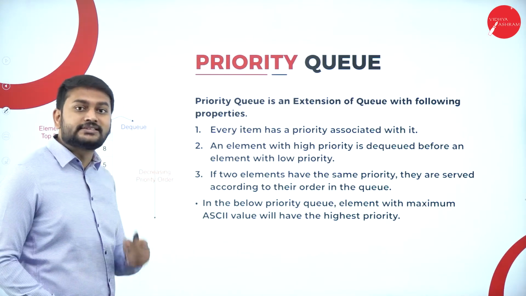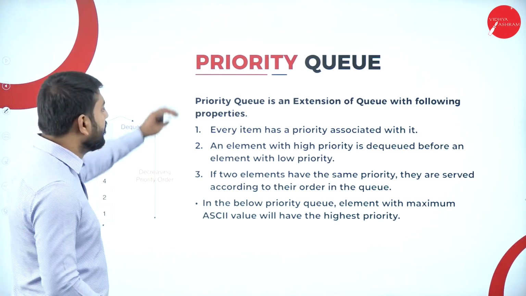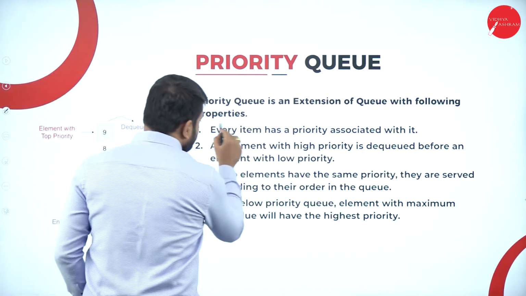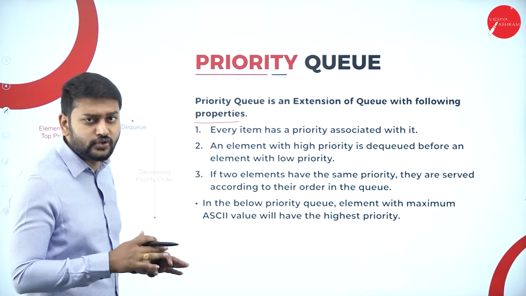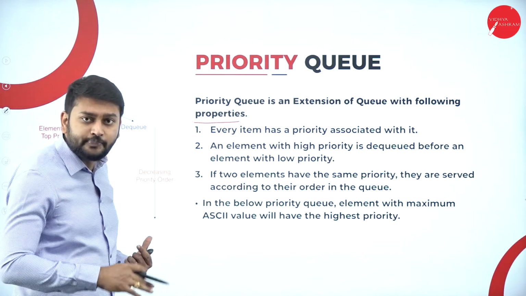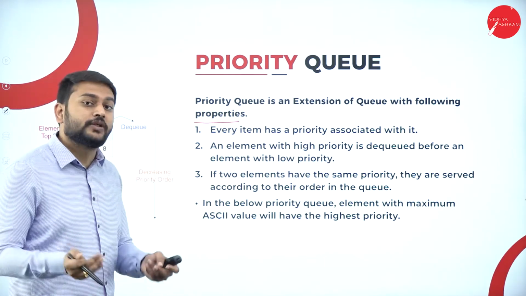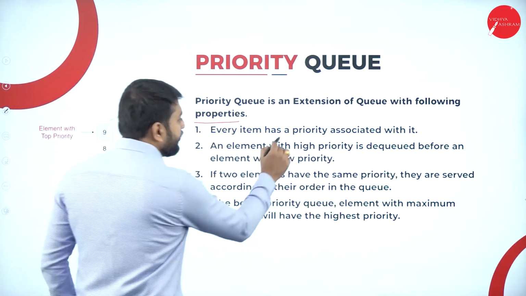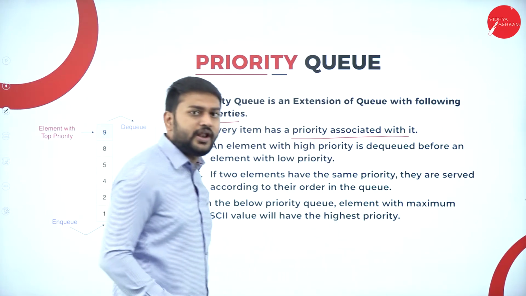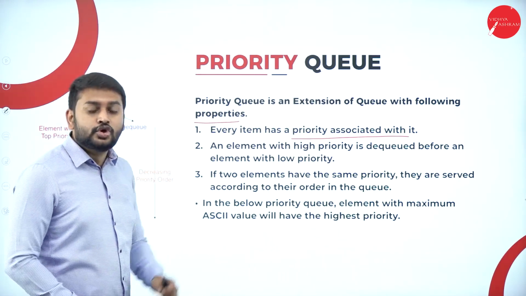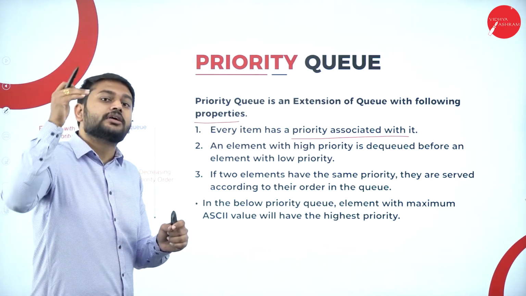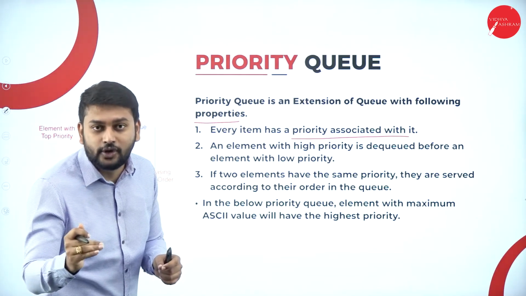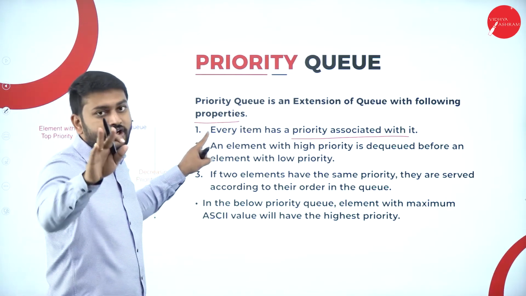Let me explain this in detail. Listen to me carefully. The priority queue is an extension of a queue with the following properties. Yes, all the properties of the queue also apply to the priority queue, but there are some extra features which we need to learn. Every item has a priority associated with it. Whenever I insert any item, that item has one more value, which I will call the priority value. That is the first point you need to remember.